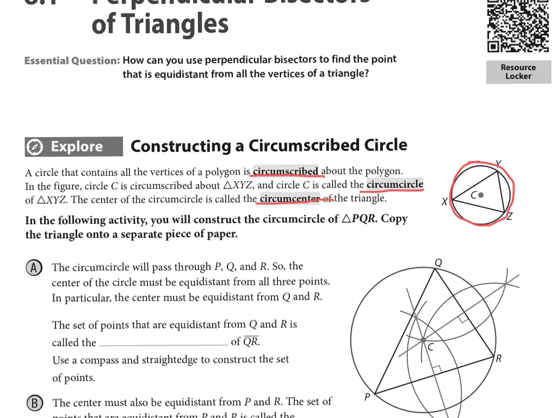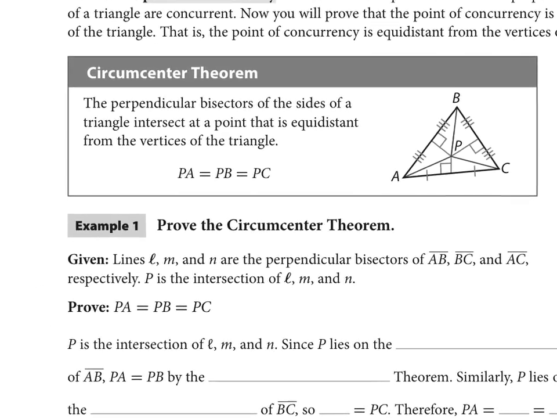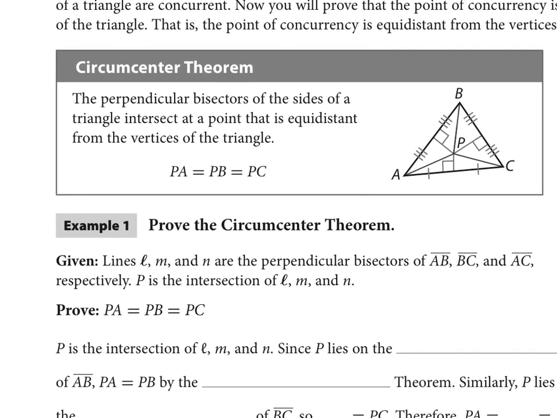just the worksheets. So the next thing I need you to look at is the Circumcenter Theorem. The perpendicular bisectors of all the sides of a triangle intersect at a point that is equidistant from the vertices. Okay, so here is the perpendicular bisector of this side, and you can see it cuts AC into 2 equal parts.